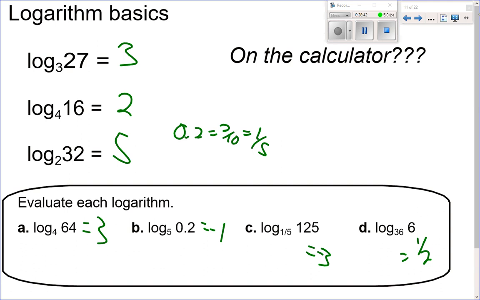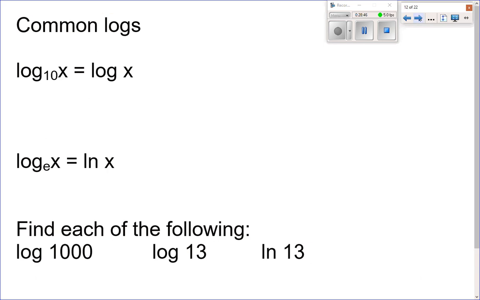So what about on the calculator? We have learned now that the calculator has a log button, and it is base 10.